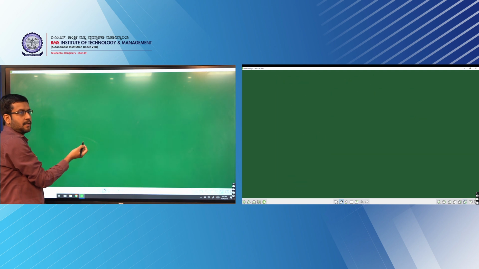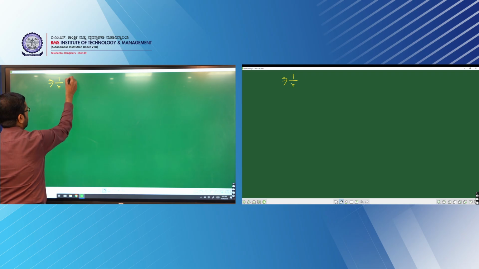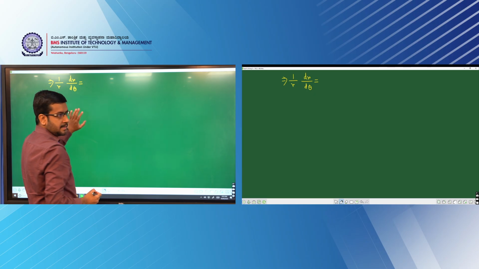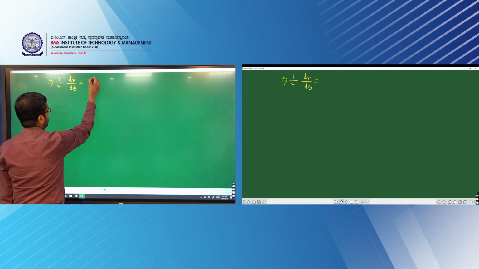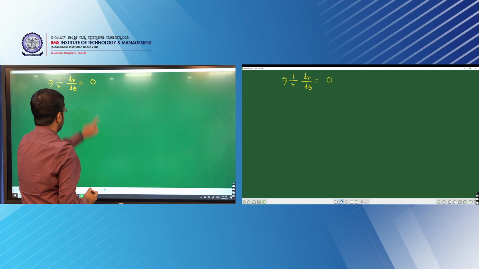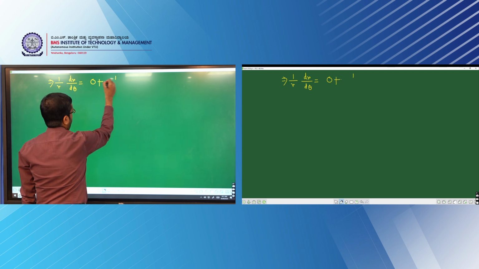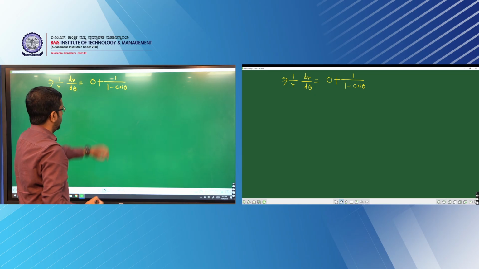So if I differentiate log r with respect to theta, what will I get? Not only 1 by r, because r is a dependent variable of theta, so 1 by r into dr d theta will come. Now the left hand side will be only this term, 1 by r dr d theta. On the right hand side, the differentiation of log a will become 0, because log a is a constant term. Now log of 1 minus cos theta: 1 by 1 minus cos theta, and the differentiation of cos theta is minus sin theta, but here the 1 minus is present.